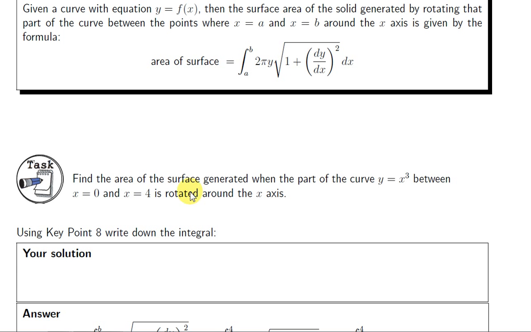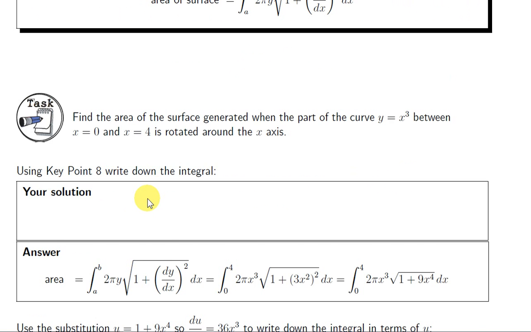Let's take this example. We want to get the area of the surface generated when the part of the curve y equals x cubed between x equals 0 and x equals 4 is rotated around the x-axis. So we need to get dy dx for this curve. Well, that's easy. That's just 3x squared. So we'll be plugging 3x squared in here and squaring it. We also have to plug in for y. Well, y is x cubed. We have to integrate, in this case, from 0 to 4.